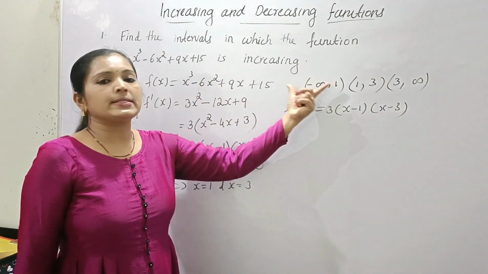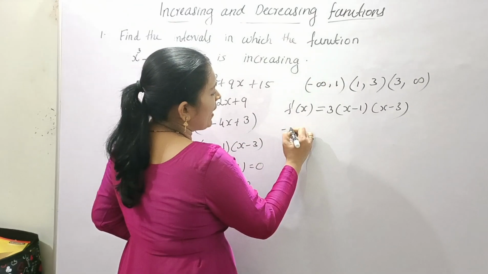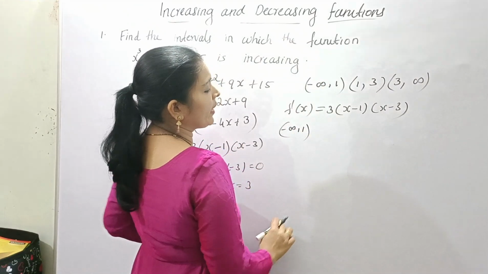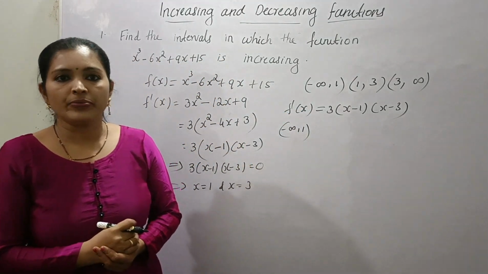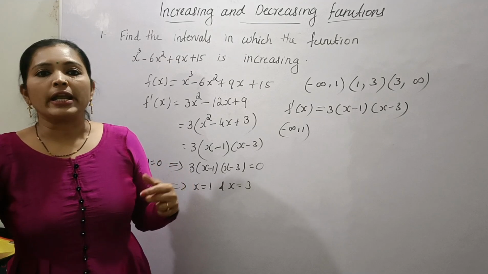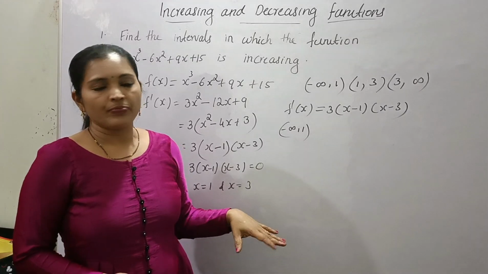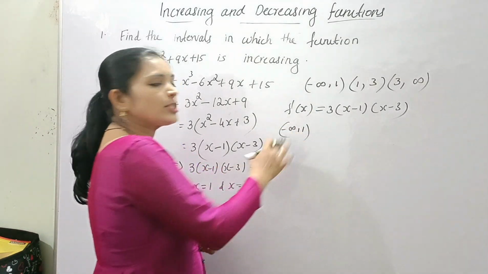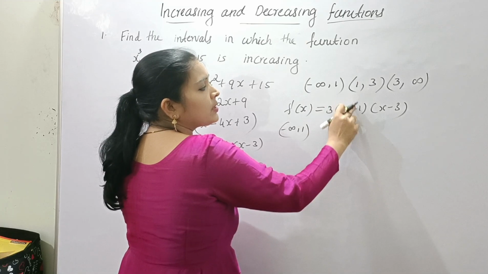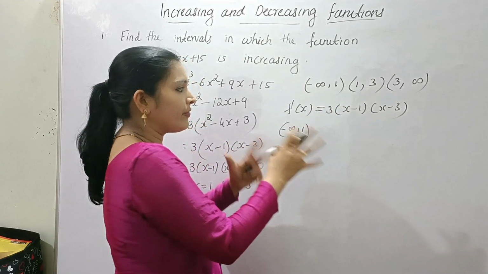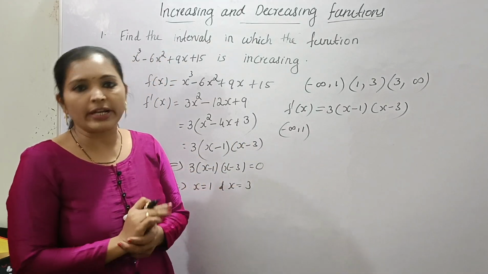So first of all, let's check in the interval minus infinity to 1, okay? So f dash of x. See the points in minus infinity to 1. We know that all the values are negative, right? Here 1 is not included. So substitute x as the values in minus infinity to 1. In minus infinity to 1, all the values are negative, right?